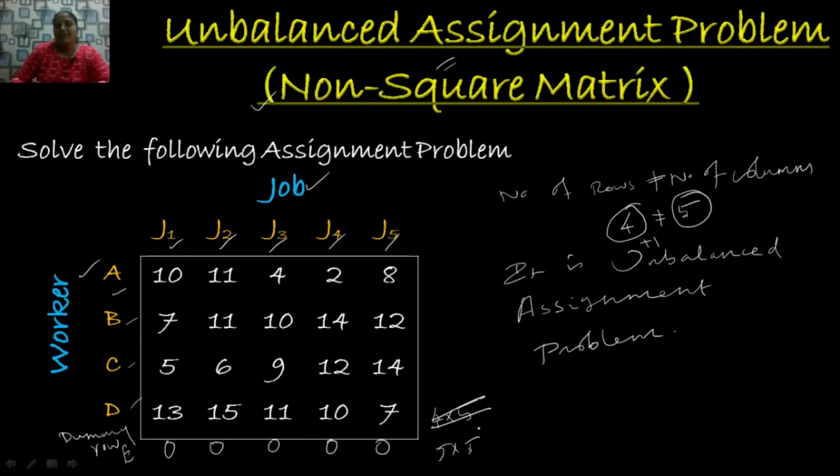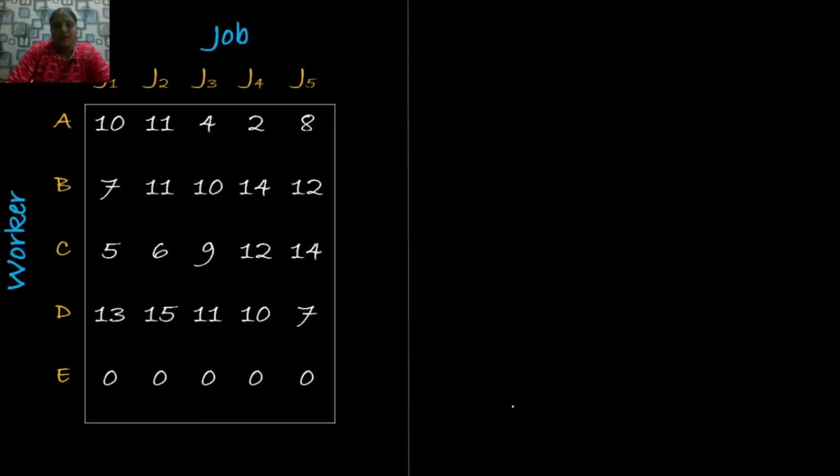After that, we have to proceed as usual, like a balanced assignment problem. After introducing a dummy row, we get a cost matrix like this. As a first step, you have to check whether each row A, B, C, D and E has at least one 0 element.